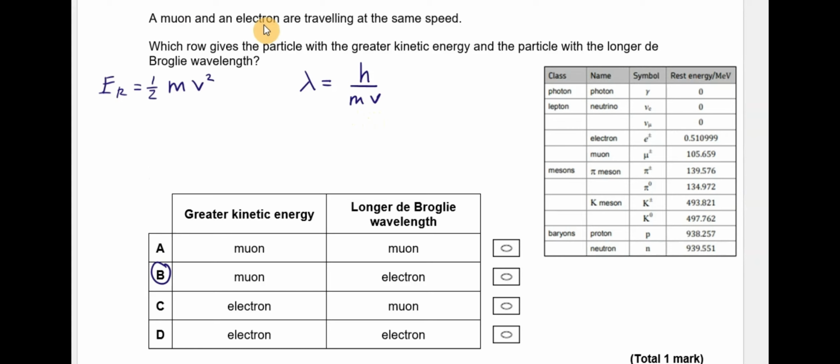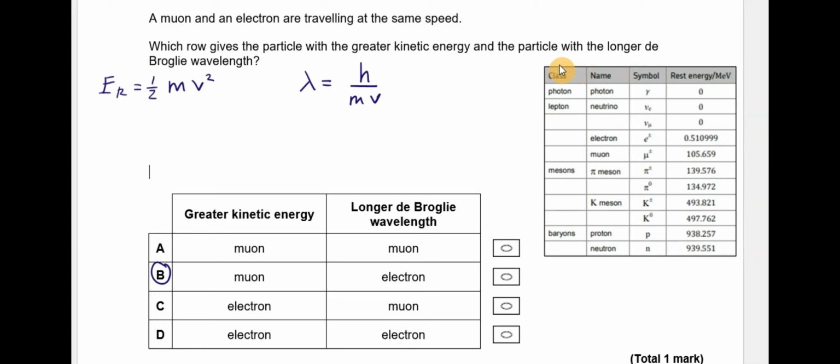So, the muon and electron are travelling at the same speed, so we're not going to have to think how velocity affects either the kinetic energy or the de Broglie wavelength. So the difference between their kinetic energies and the de Broglie wavelengths will be down to their mass. Well, the datasheet does give you the mass of the electron, it doesn't give you the mass of the muon.